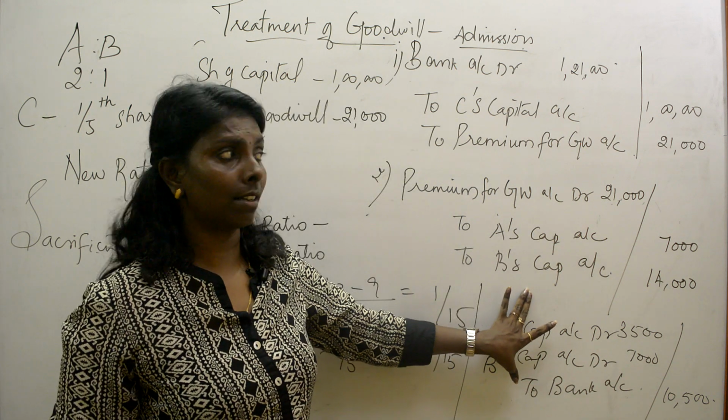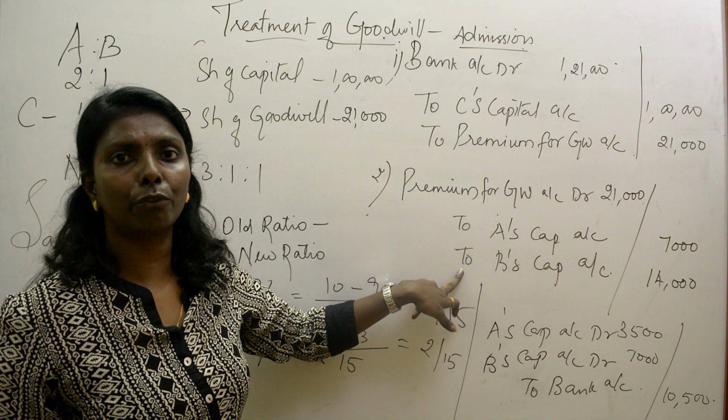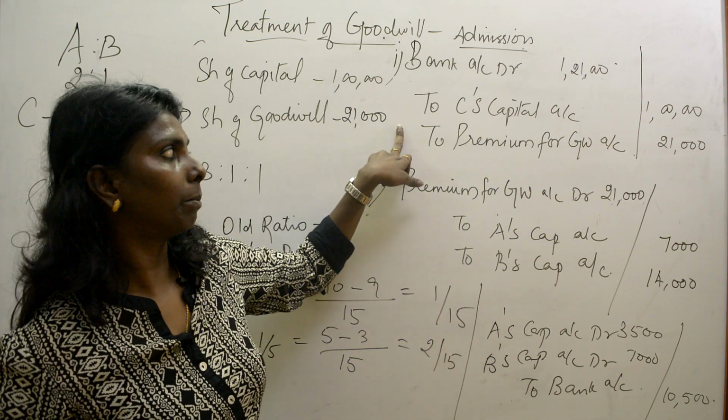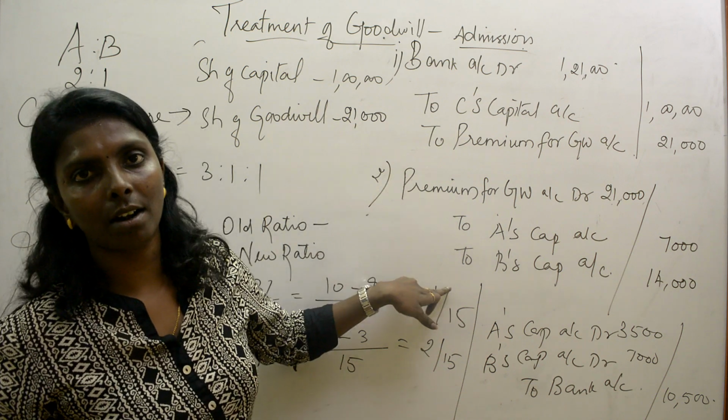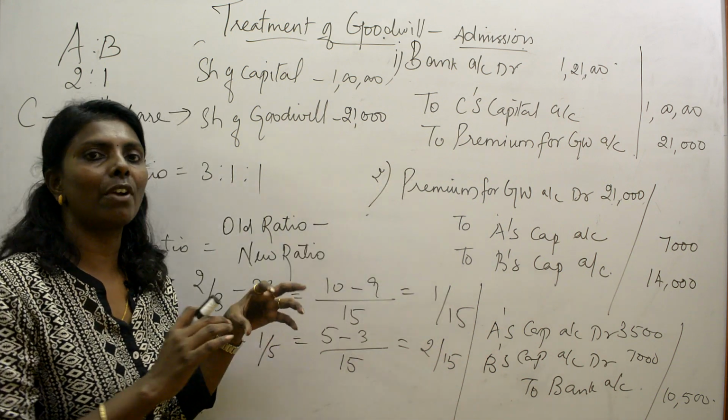This entry will be passed only when the partners withdraw their share of goodwill. Otherwise, this isn't necessary. So the usual entries for treatment of goodwill will be recording the brought-in capital and goodwill, and transferring or dividing the goodwill among the old partners in the sacrificing ratio. So this is a very simple case.